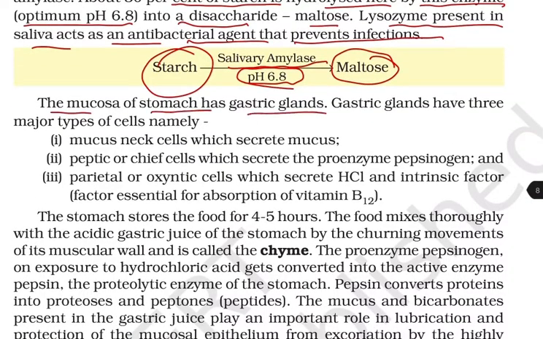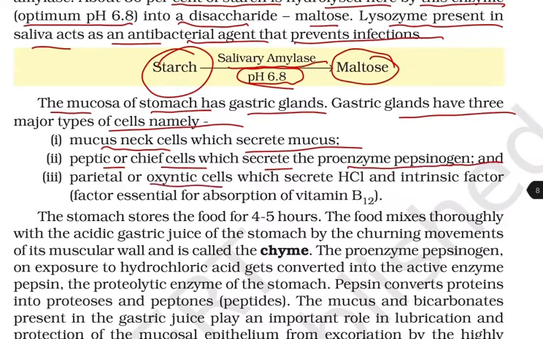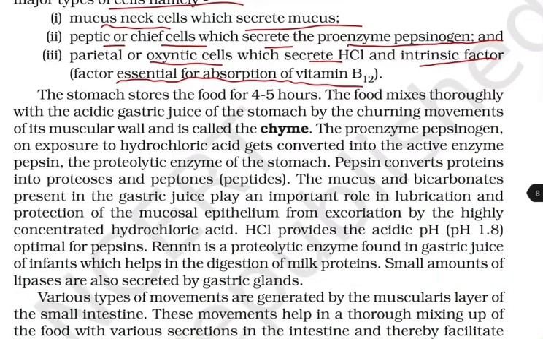The mucosa of the stomach has gastric glands. Gastric glands have three major types of cells. First, mucous neck cells which secrete mucus. Second, peptic or chief cells which secrete proenzyme pepsinogen. And the third, parietal or oxyntic cells which secrete HCl and the intrinsic factor, that is the factor essential for the absorption of vitamin B12. The stomach stores the food for 4 to 5 hours.